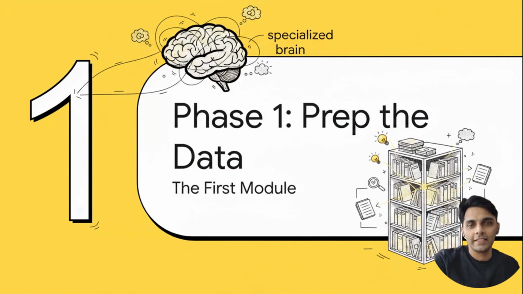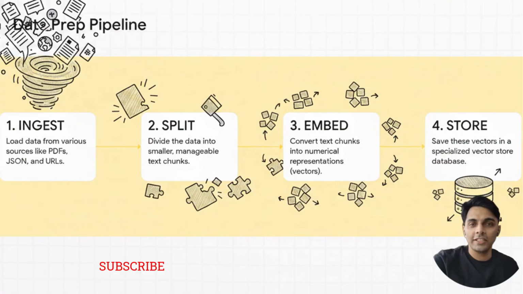Think of the first phase as building a specialized brain or perhaps a super smart digital library using nothing but your own documents as the books. We're not just dumping them on a shelf, we're carefully organizing everything so the AI can find exactly what it needs in an instant. This process has four key steps.